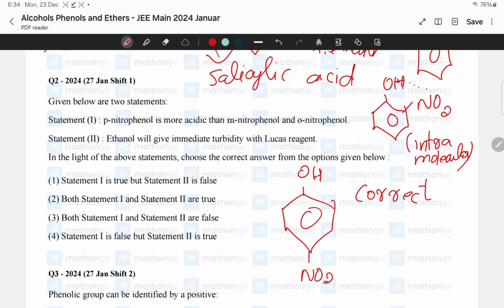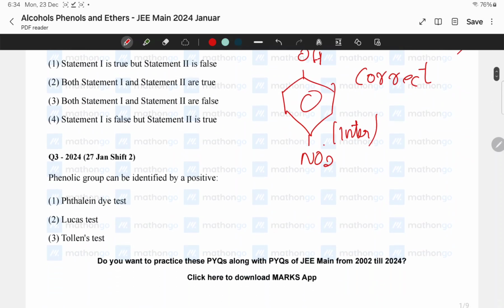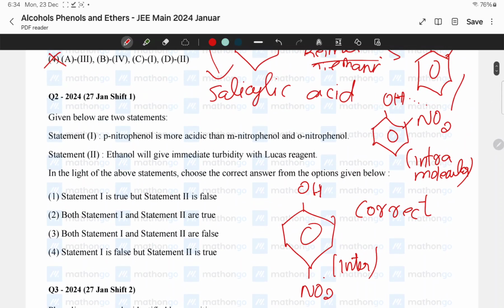It is not ready to leave the compound, hence acidity is less. But in the para case, it is only intermolecular, so it is ready to leave the compound. Yes, intermolecular is ready to leave the compound. Hence statement 1 should be correct, I think. Statement 1 is correct.